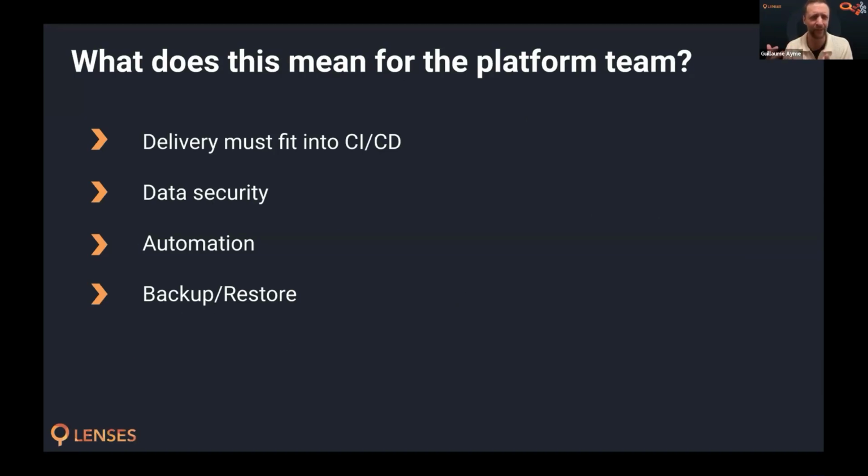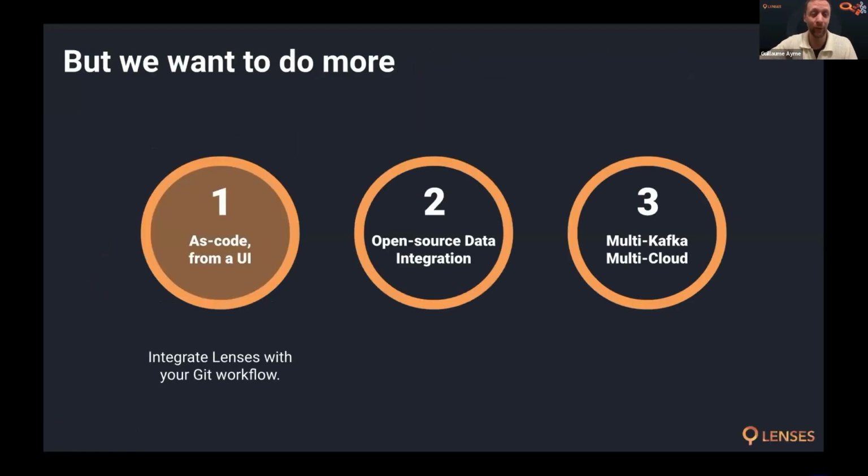The second one is around data security. The same security that you apply to your data warehouse or your databases and your other workloads needs to apply to your Kafka workloads. You need to ensure you automate as much as possible to ensure you reduce risk and you reduce cost. And a huge topic right now, something that we've talked a lot about in the last six months here at Lenses, is you need to have robust backup and restore practices. So there's a lot that we need to do. There's a lot more that we can help you with.